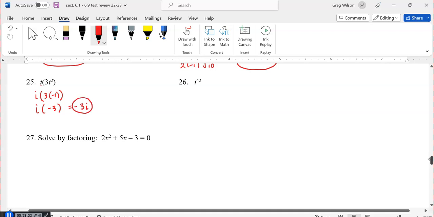When you raise i to a power, every time you raise it to a multiple of 4 power, I'll just do some examples. This isn't exhaustive, but every one of these exponents that I'm writing is a multiple of 4. 4 goes into it evenly.